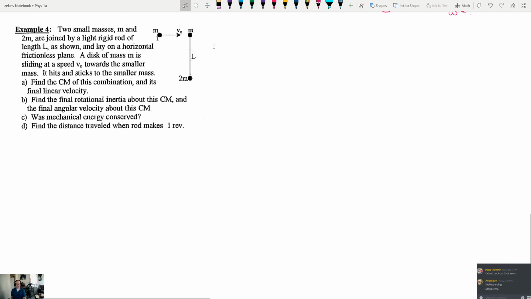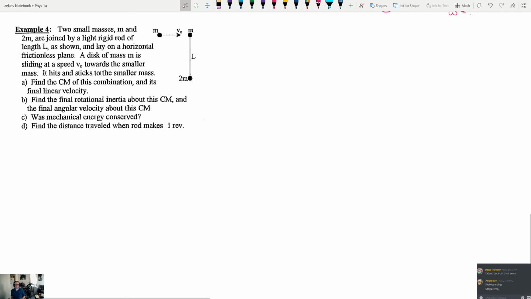Okay, any questions about the setup for this problem? About what's going on? Okay. Part A. This says to find the center of mass of this combination and its final linear velocity.